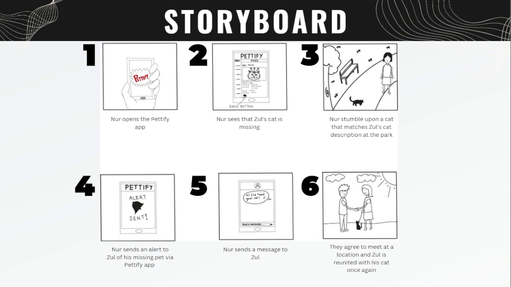And then Noor instantly sends an alert to Zul of his missing pet via Pettify. She will also send a message to Zul to agree to meet at a place. And once they have agreed to meet, Zul is reunited with his cat once again.